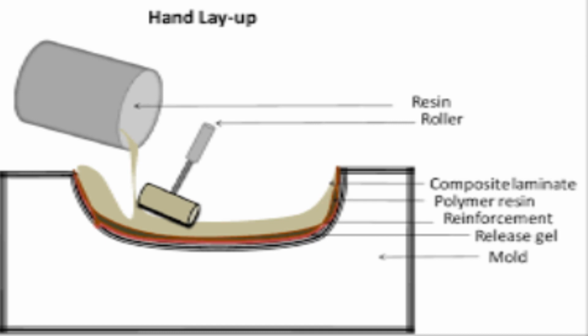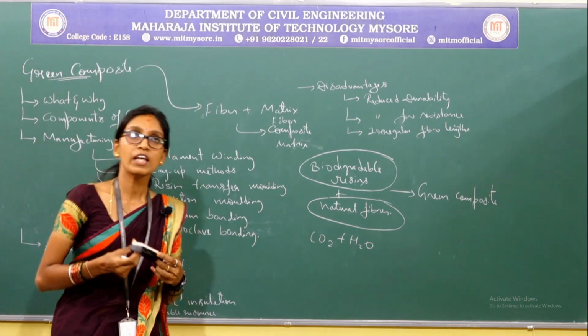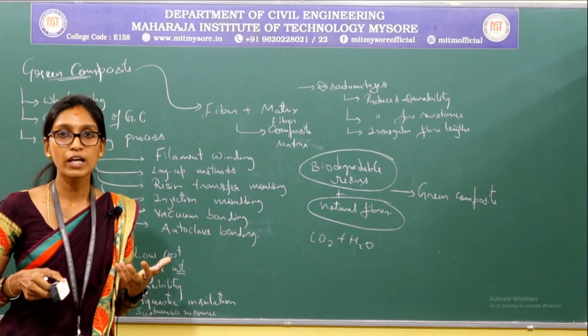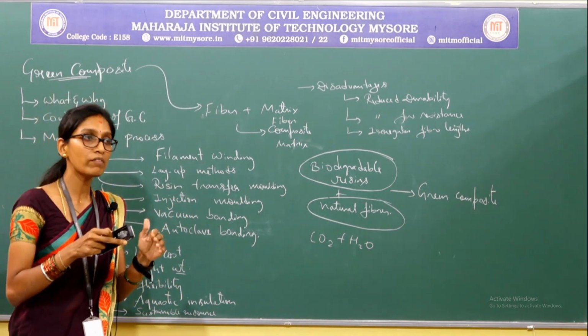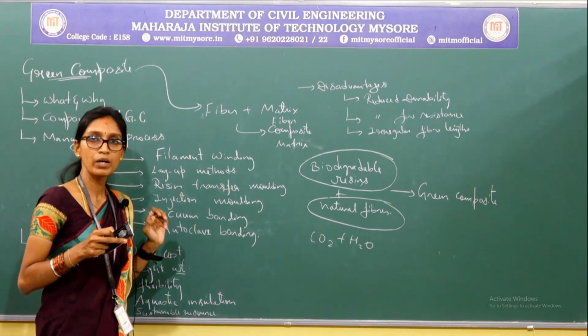The process can be done either by hand or by automated layup, which decreases the manufacturing time sufficiently. And here, the shapes can be created as per the requirement, and we have very much flexibility when we use the hand layup method.